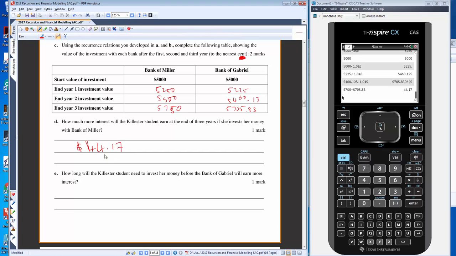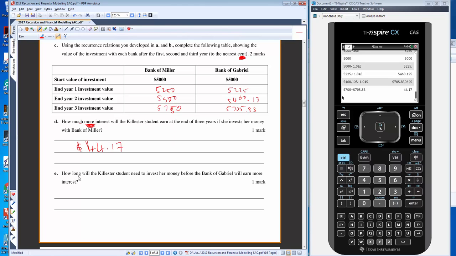Not many people showed working there. A lot of you just wrote 44.17. Again, it's a 1 mark question. That's fine, but get in the habit of putting some working out. It's a good way to communicate your thoughts. Another error on this question was a lot of people wrote 750 as an answer. You just thought, how much interest will the student earn at the end of 3 years if she invests her money with Bank of Miller? But the key word there was more.